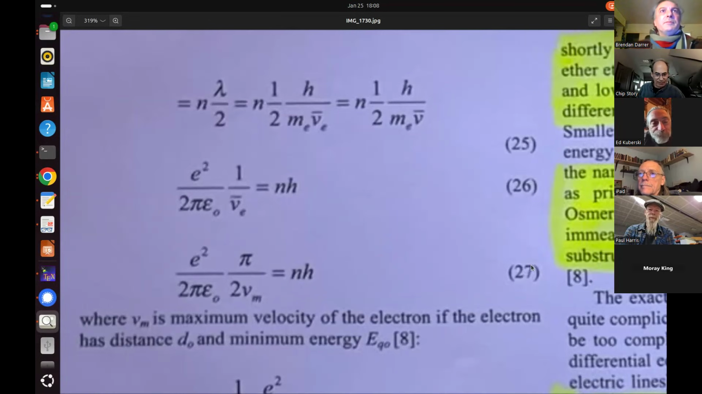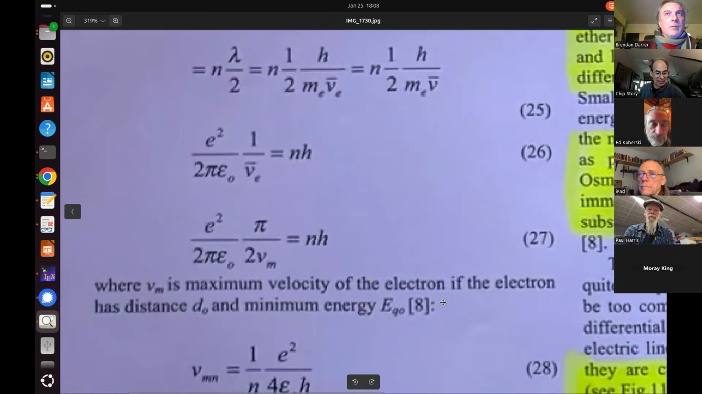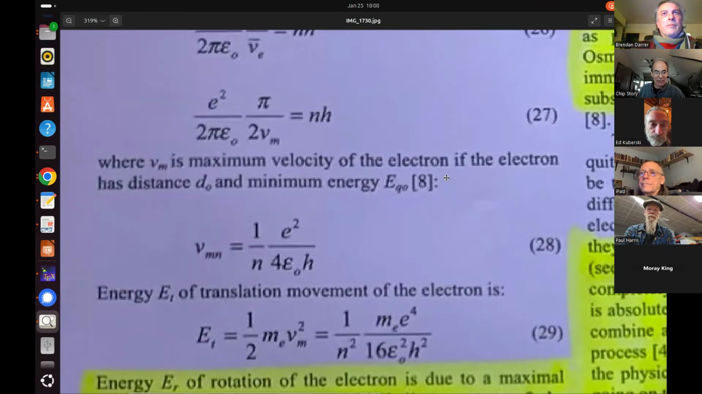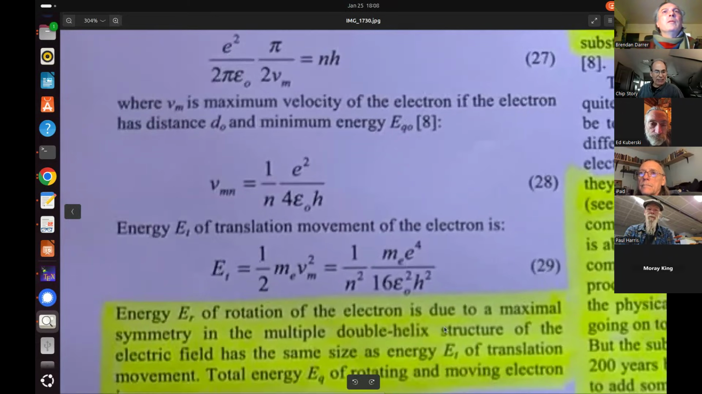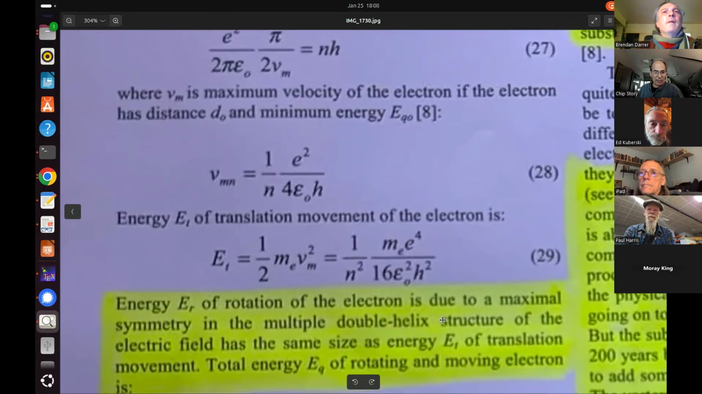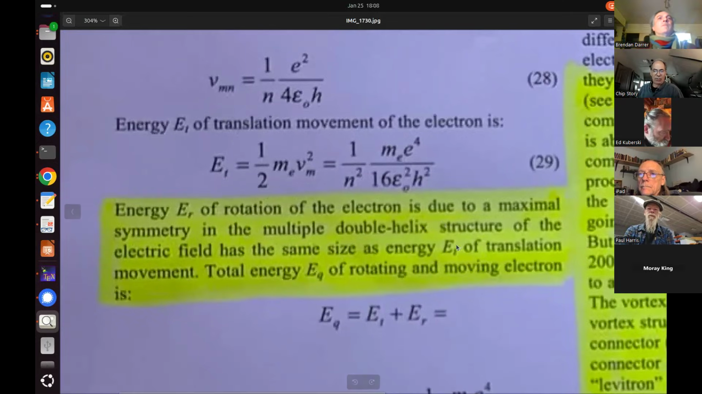All right, so anyway, this equation describes V sub m, the maximum velocity of the electron if the electron has a specific distance d sub 0 and a specific minimum energy. It's very deterministic. Jesus, there's no probability there. Energy E sub 1 of translational movement of the electron is here. So he has an energy associated with a translation.